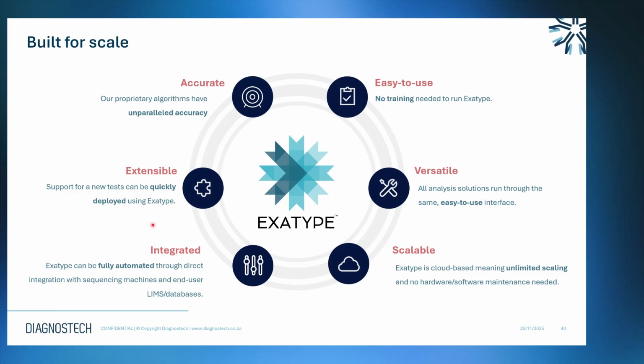It's very extensible. So although they have a set of developed pipelines, which I'll show you in a bit, they can actually create tests for anything. As long as there is a reference genome, it obviously comes at a fee, but they can set up, for example, if you want a monkeypox analysis pipeline. They don't currently have that, but they can set that up and just develop that within Exatype.